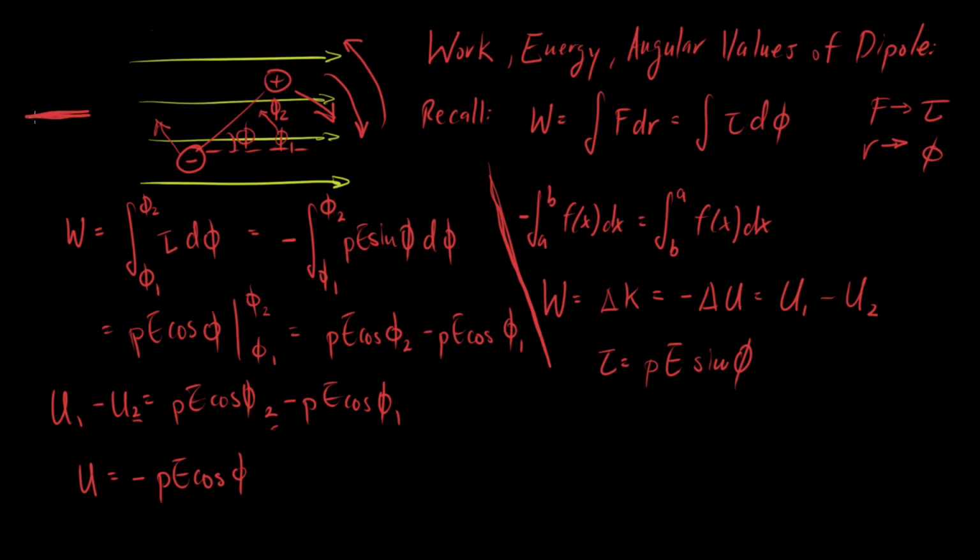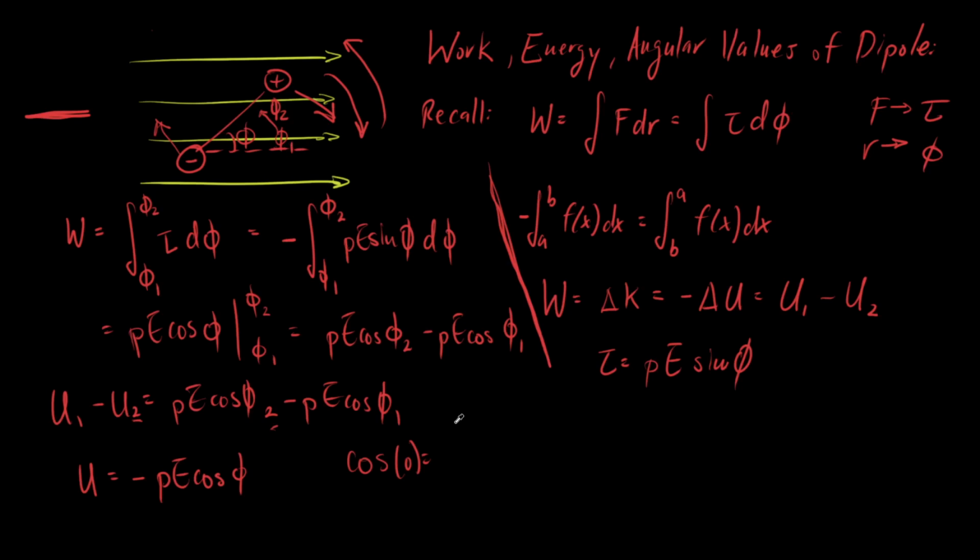Because if it's parallel to the electric field, the angle will be 0, right? And cosine of 0 is 1, right? And so if we didn't have this negative sign here, it would indicate that it's a potential energy maximum. But it clearly isn't, right? Because it's parallel to this E field.